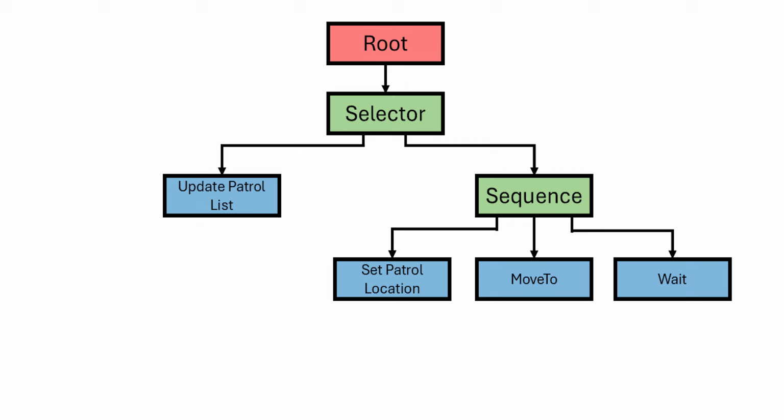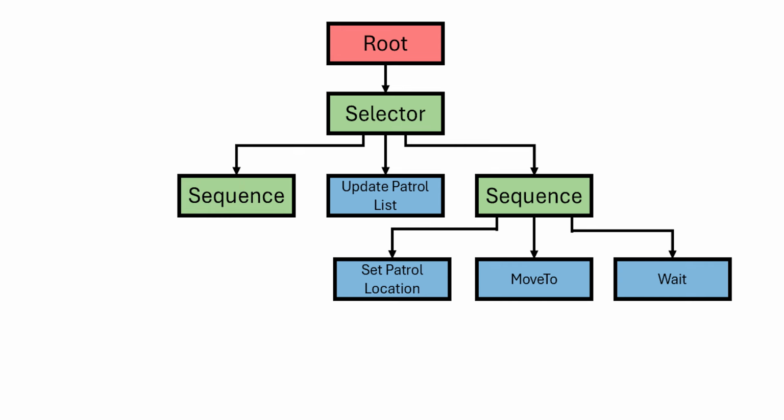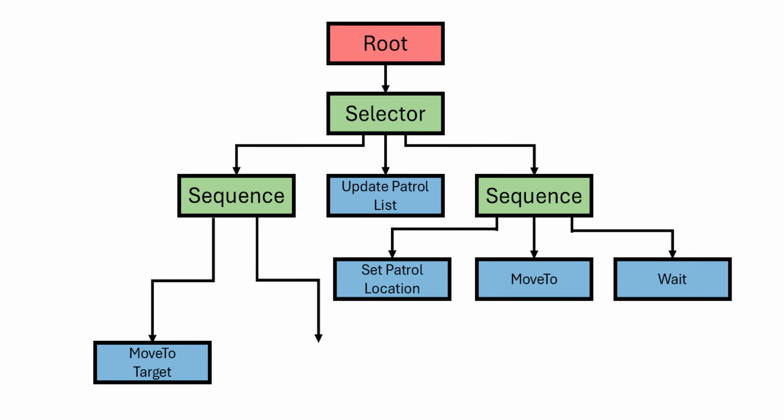With this tree, what happens if our agent spots an enemy? Well, we can cater for this. We can add another sequence node that will allow our agent to move to the target and attack. Remember, a behaviour tree works from top to bottom, left to right, so if we want the agent to handle the spotted enemy, it needs to be on the left of the other options.